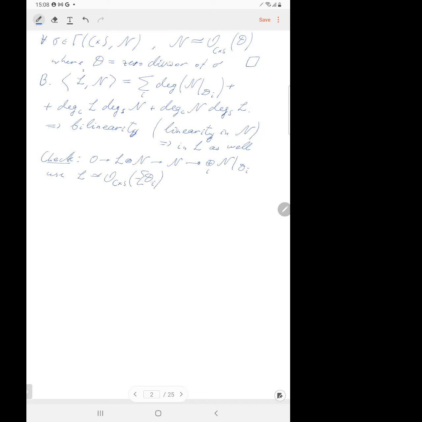Well, I just twist by n, so I have 0 to L to O to, well, O direct sum of O di's. Okay, just because this L is some ideal sheaf, a subsheaf of the structure sheaf.